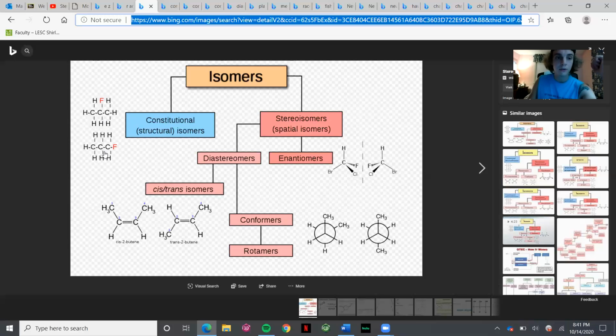And same thing here, C3F1H7. The only difference is an F and an H have been switched. That's how you call it constitutional. That's pretty simple to understand. I hope you all get that.